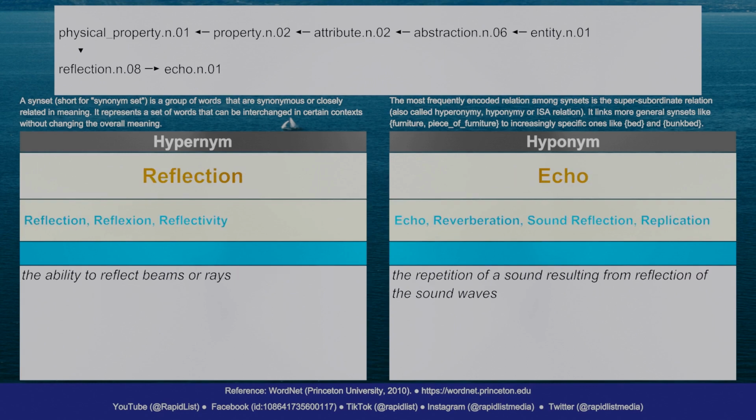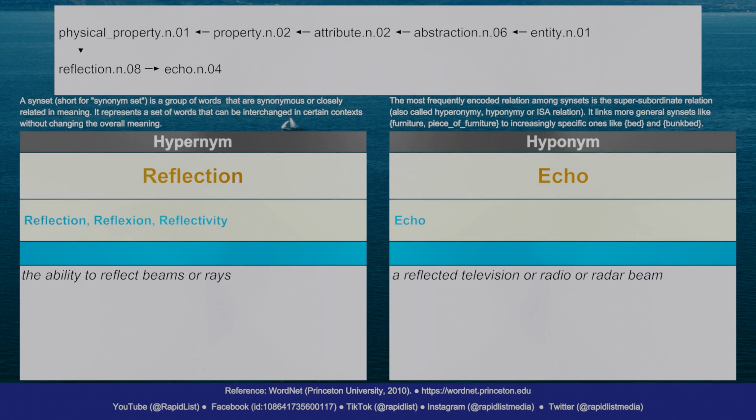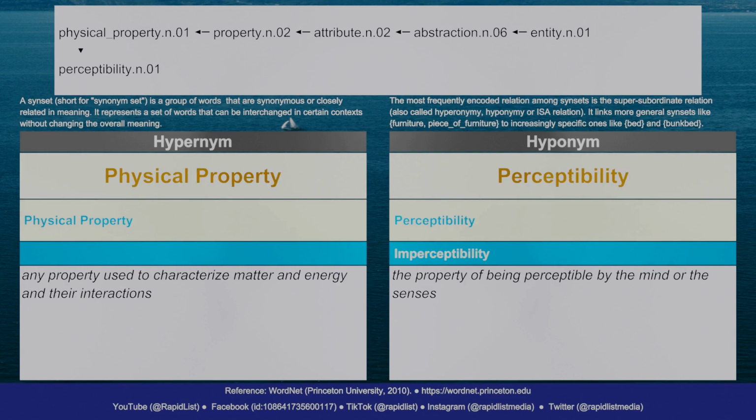Echo. The repetition of a sound resulting from reflection of the sound waves. She could hear echoes of her own footsteps. Re-echo. The echo of an echo. Echo. A reflected television or radio or radar beam. Perceptibility. The property of being perceptible by the mind or the senses.